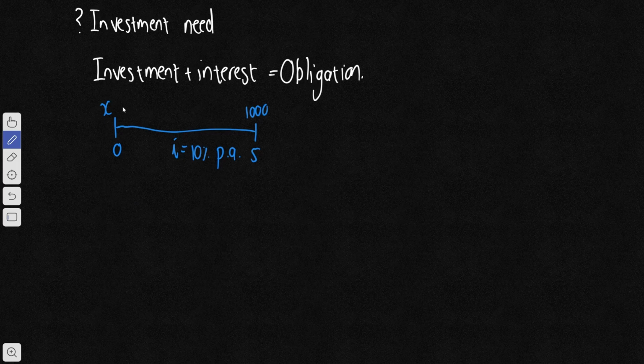From our knowledge of future values, we know that the investment x will be worth x multiplied by 1 plus the interest rate, which is 1.1 to the power 5 in 5 years' time. We set this equal to our obligation of $1,000 and then solve for the unknown. If this doesn't ring a bell, I would recommend that you watch the video on future values again. I have included a link below for ease of reference. Now to solve for x, we divide by 1.1 to the power 5 on either side.